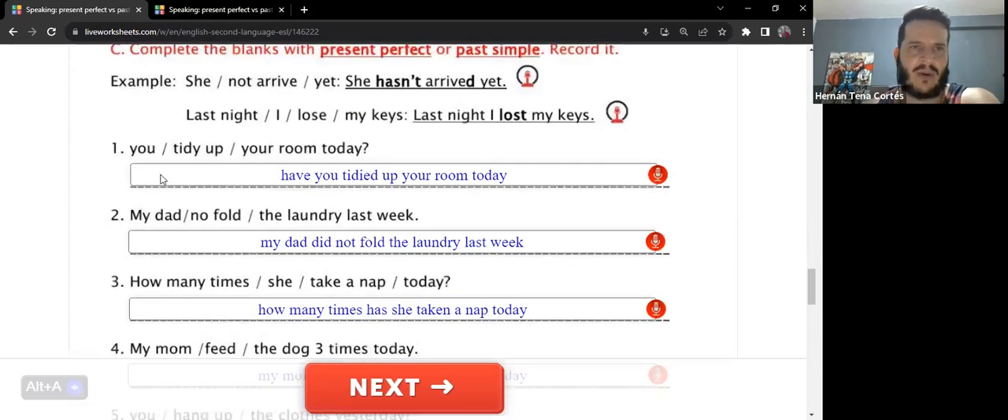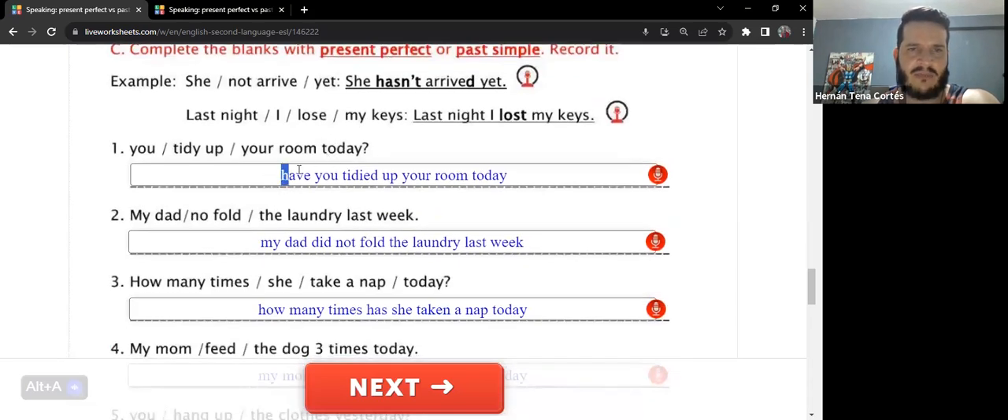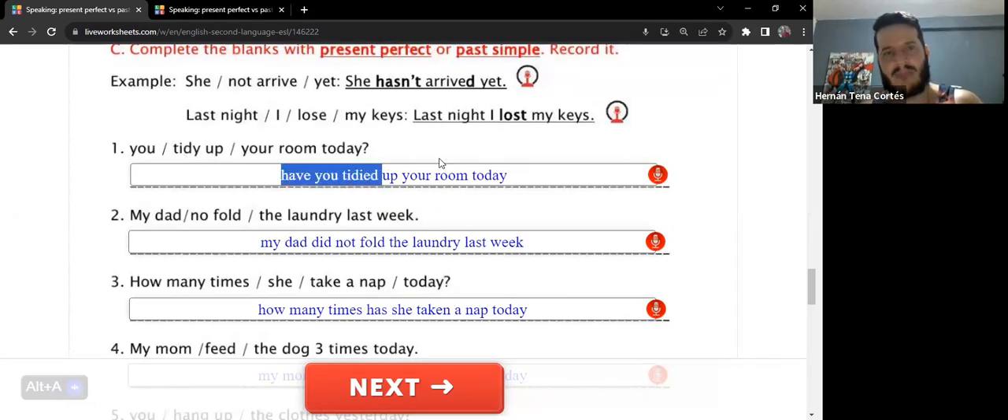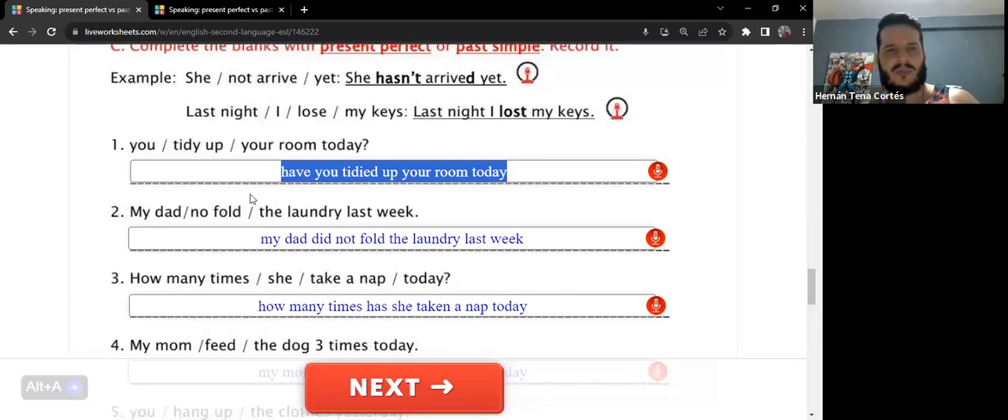And number 1 here, we use the present perfect or the past. Number 1 would be, have you tidied up your room today? Esta frase, tidy up, es un phrasal verb. Ya vimos lo que es un phrasal verb. Es como un verbo compuesto de 2 o más palabras. Tidy up es muy británico. Tidy up significa organizar. So in American English, it would be more like clean up. Have you tidied up your room today, or have you cleaned up your room today?